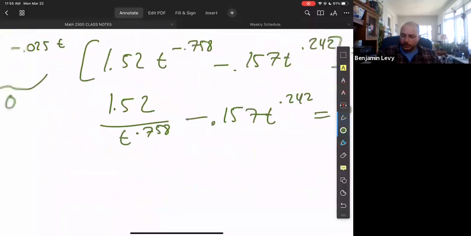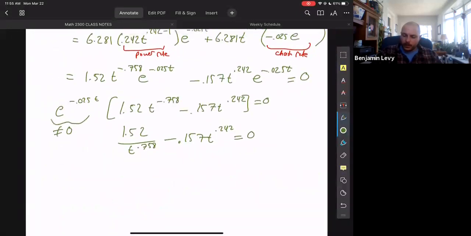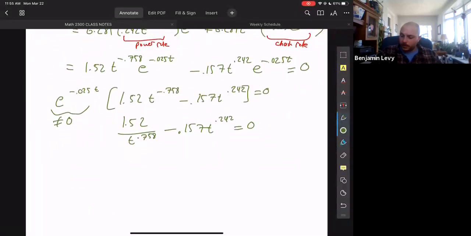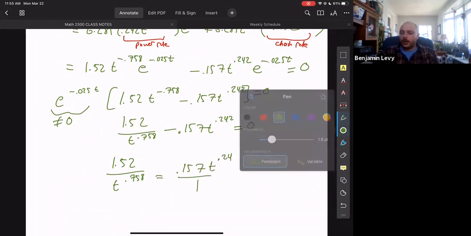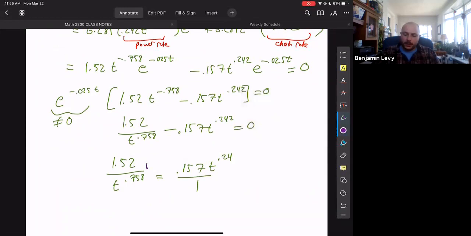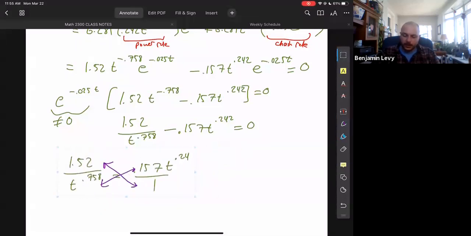All right, so 1.52 over this funky t thing equals 0.157 to the 0.242, and that's like over 1. And so if we cross multiplied, these two things multiply, and these two things multiply. Let me just slide that over so I can do that right next to it.